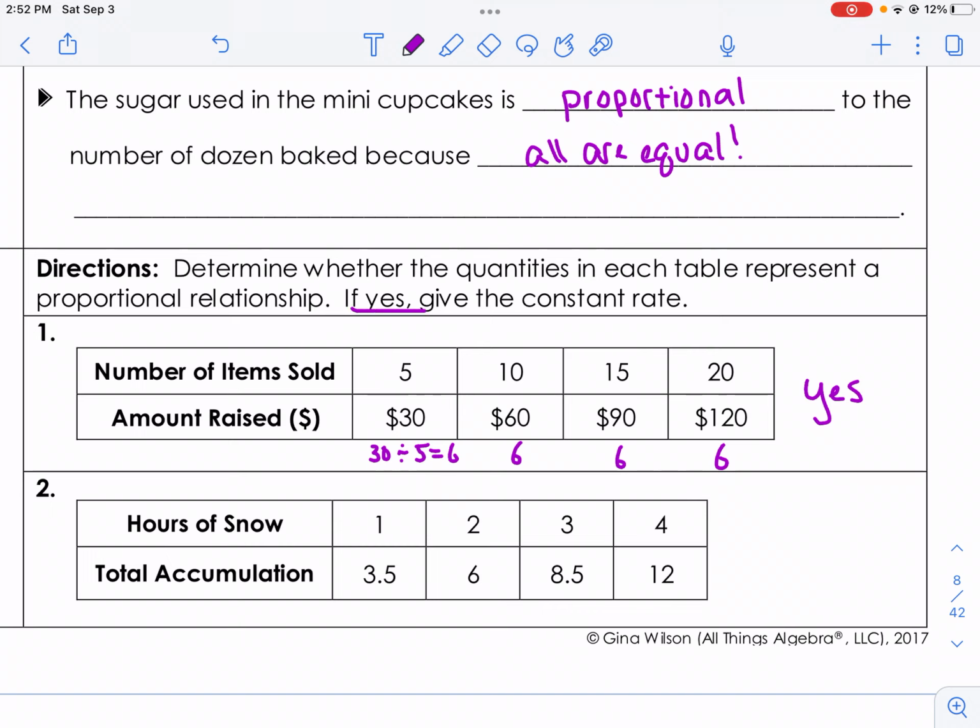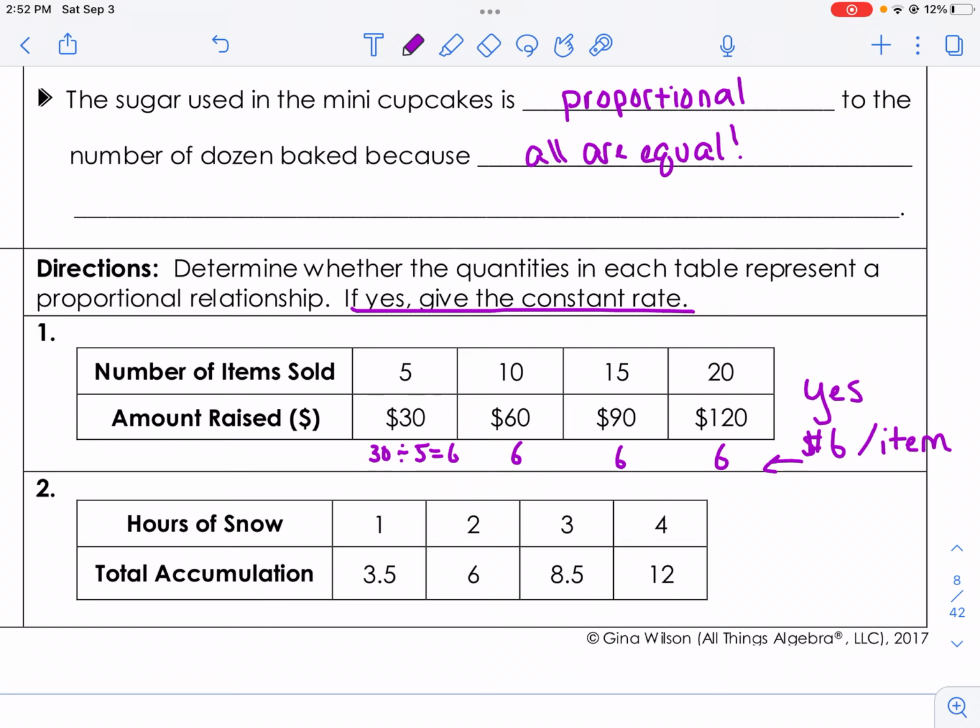And here it's asking, give me the constant rate. So this was number of items sold and amount raised. So it was $6. That's our answer down here. We kept getting that number 6, right? Per item.